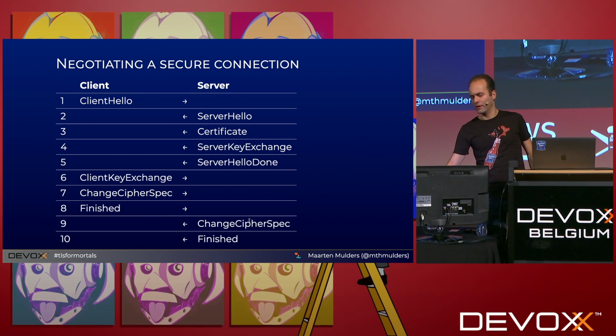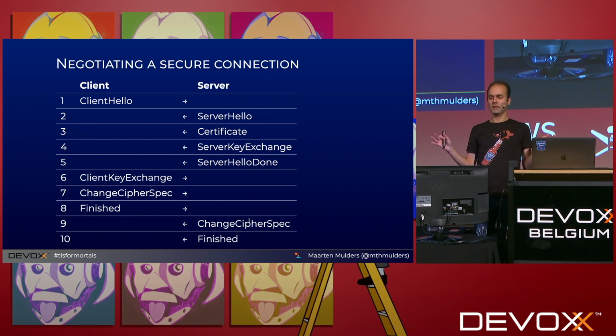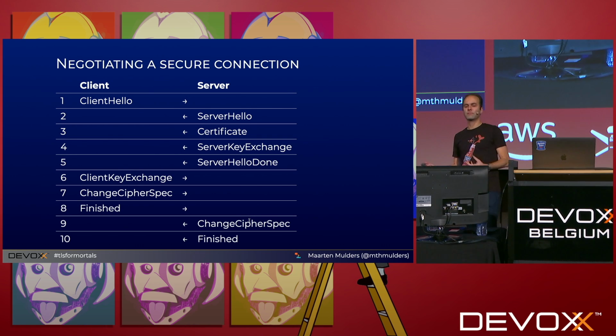So imagine that we have a client program that wants to talk to a server. The first thing is that the client says hello. Clients are very polite. And the server will respond with another hello, because also servers are very polite. The server will then present its certificate, and we'll see in a few minutes what that is. It will also exchange its key material. After that, it will indicate, as for now, I'm done. Back to you, please. The client will also exchange some key material.